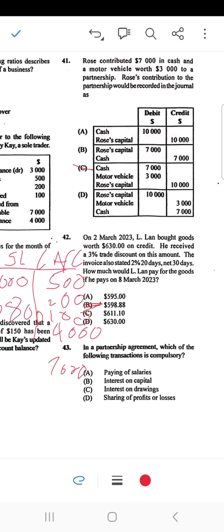Number 43, in a partnership agreement, which of the following transactions is compulsory? The only one that's compulsory is the sharing of profits.